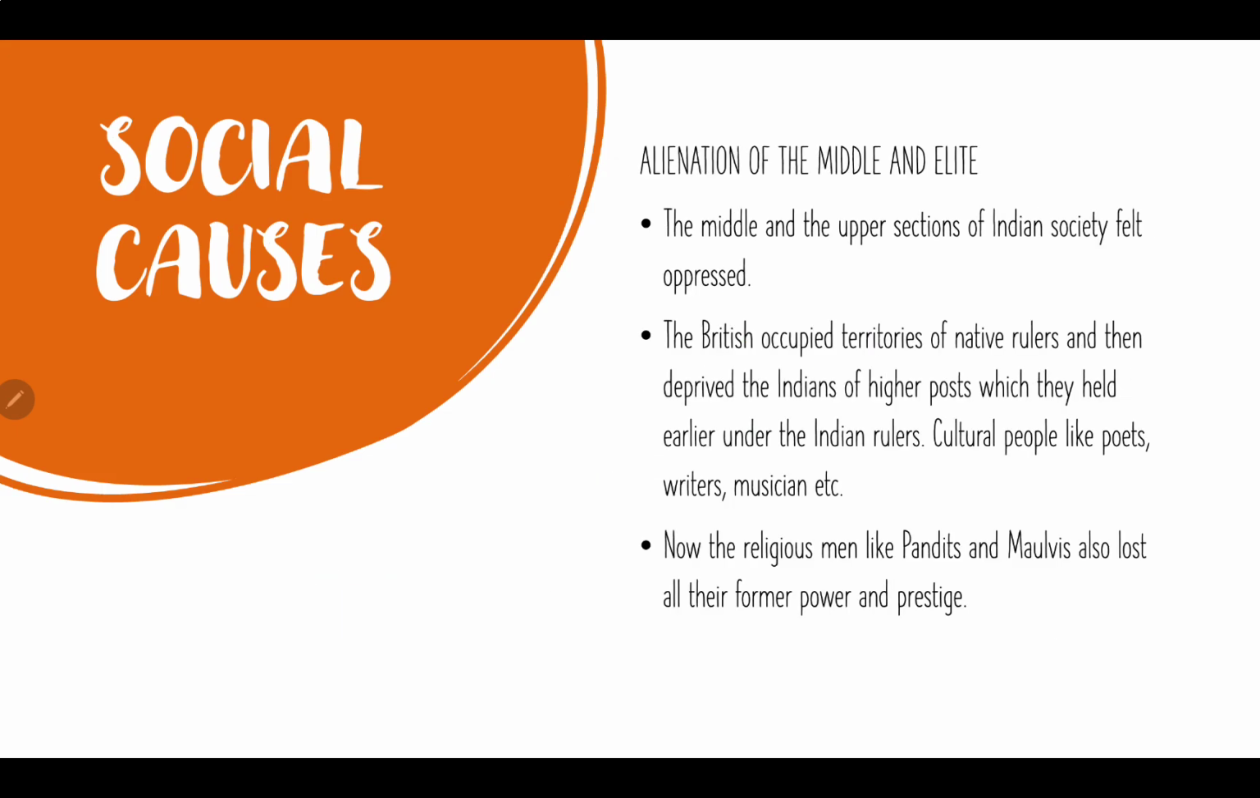Now, social cause, point number 4, alienation of the middle and elite. The middle and upper section of Indian society felt oppressed. The British occupied territories of native rulers and then deprived the Indians of the higher posts which they held earlier under the Indian rule. Cultural people like poets, writers, musicians, etc.